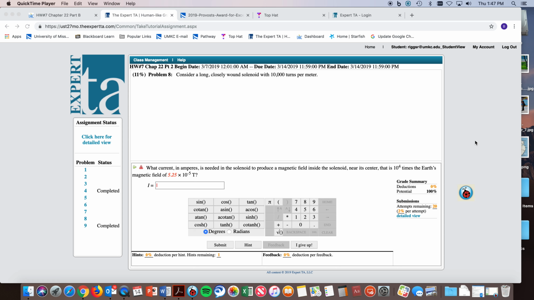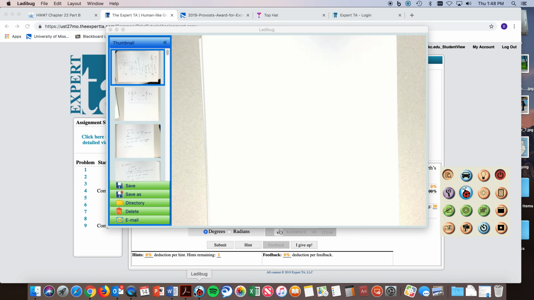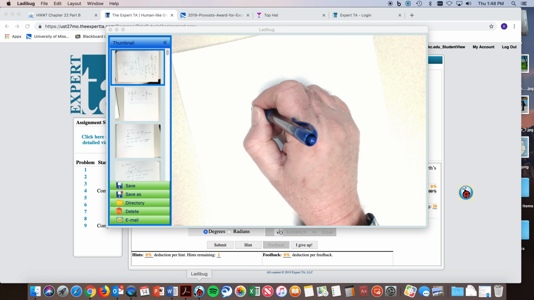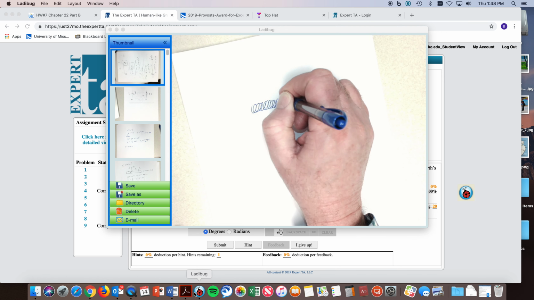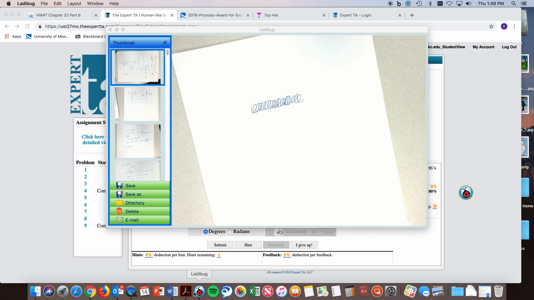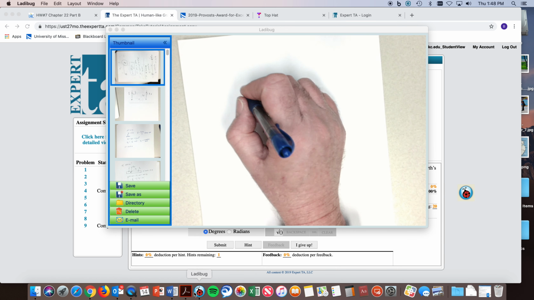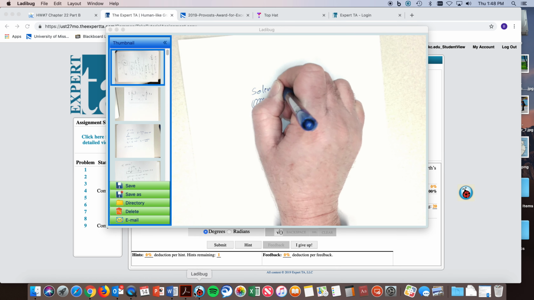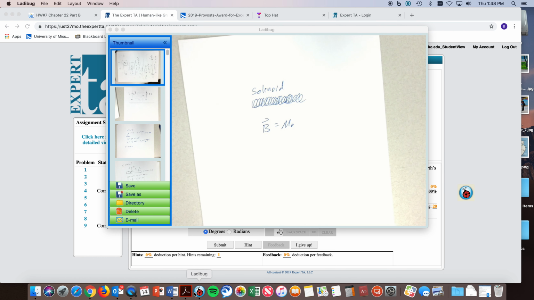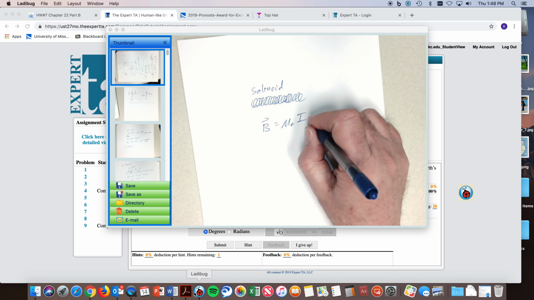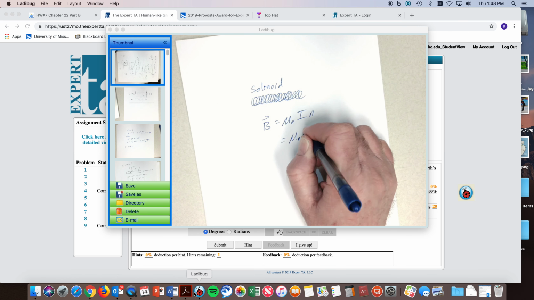So basically, a solenoid is a curlicue thing. It looks like this. It's just a long coil of wire, wrapped a bunch of times. The magnetic field for a solenoid is equal to mu naught, the permeability of free space, times I, times N. So it equals mu naught N times I.